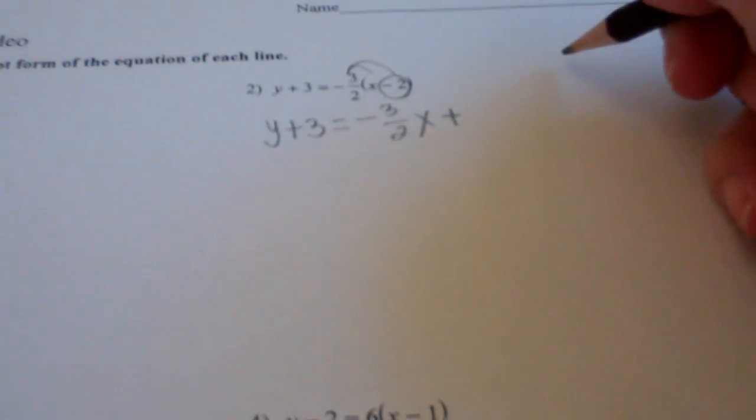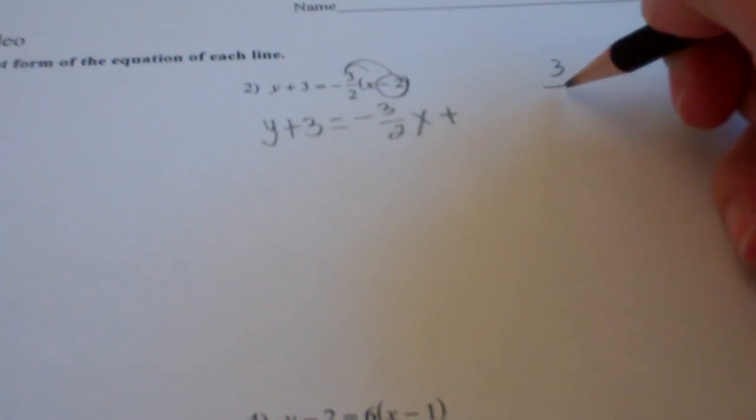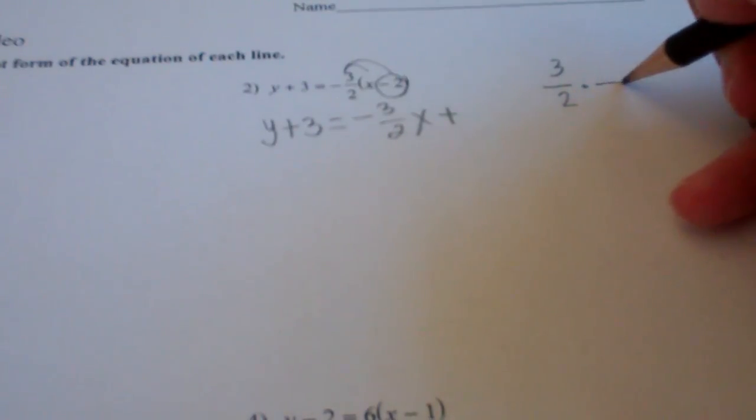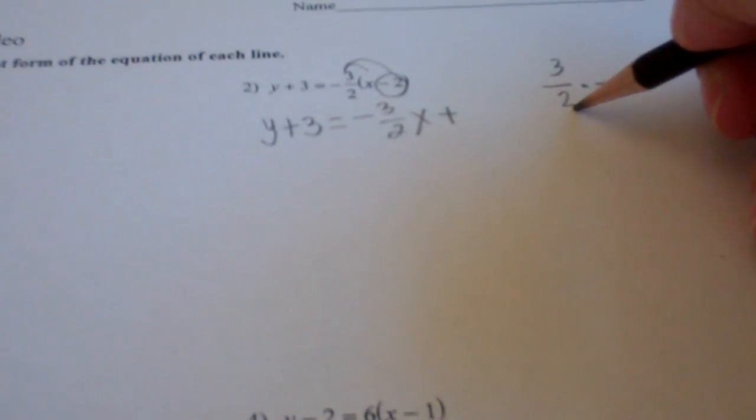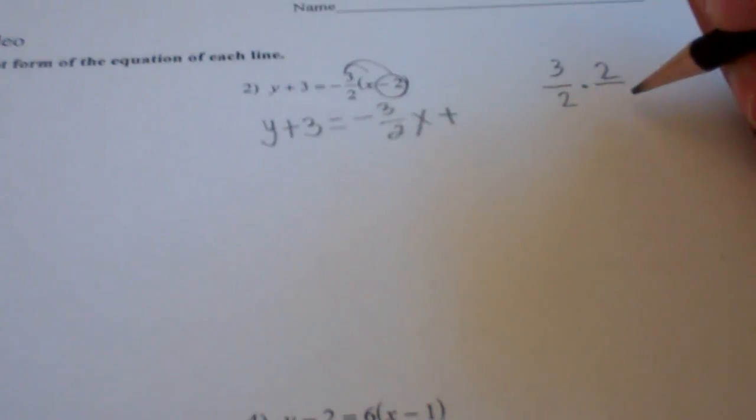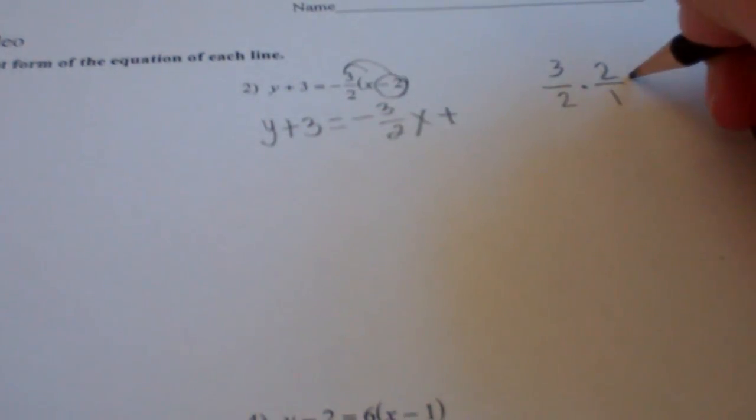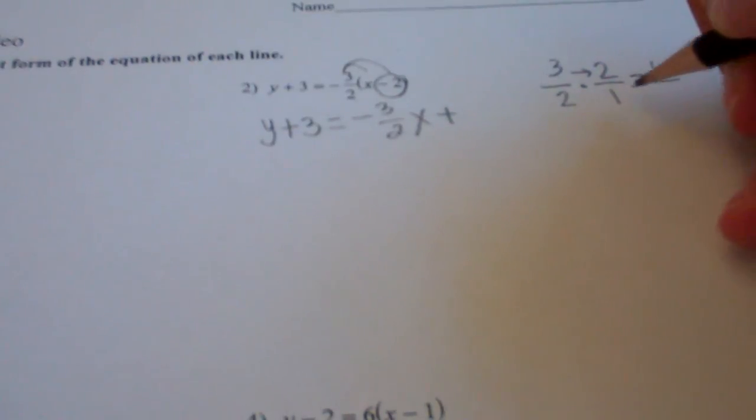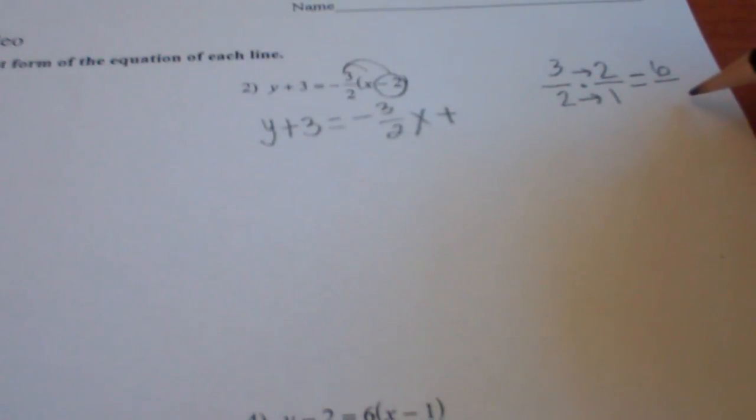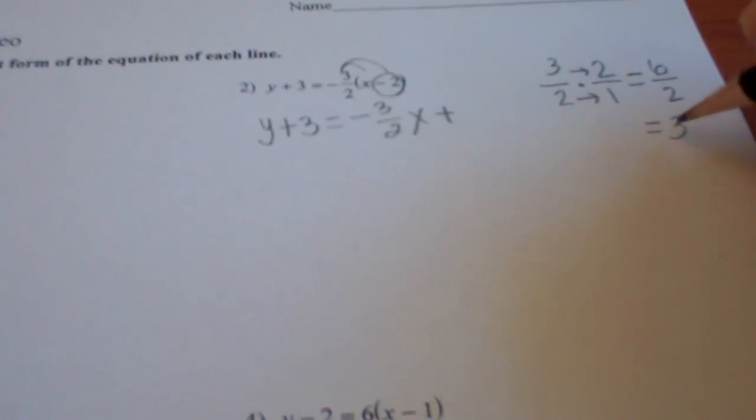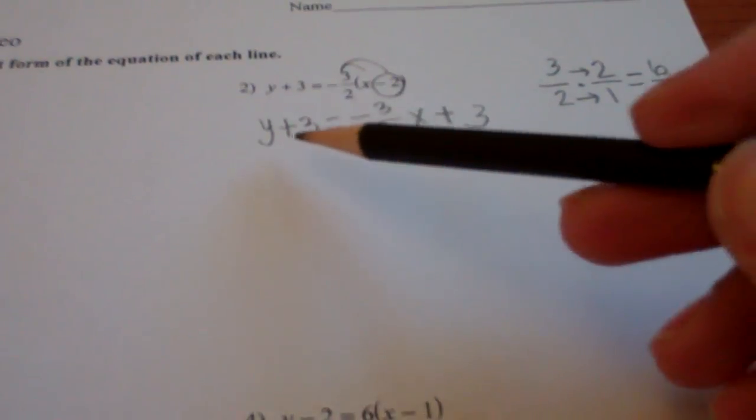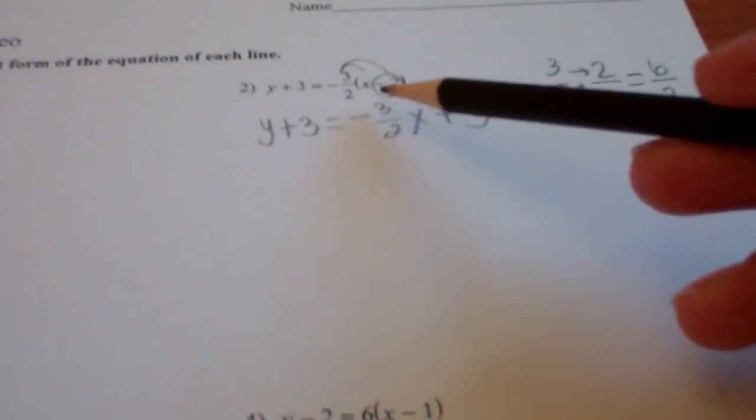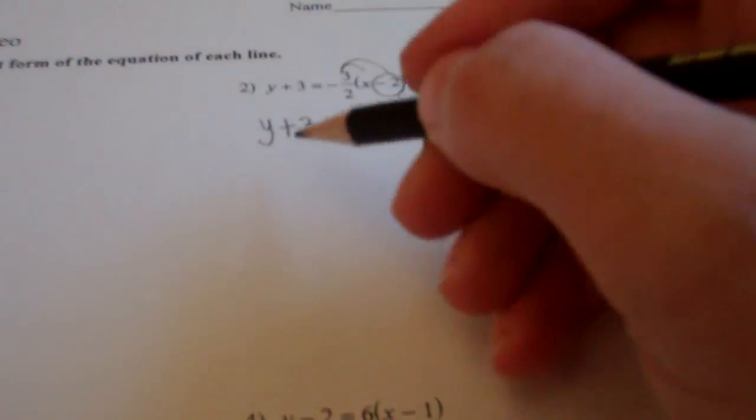And negative 3 halves times negative 2 is going to give us a positive number, because a negative times a negative is a positive. And we did this work on the side yesterday where we said 3 over 2 times 2. We made this into a fraction, so we put it over 1. This equals, we multiply the 3 times the 2, 6 over, we multiply the 2 times the 1. That's 2, and this will simplify to 3. And that's what we're going to bring over here, the 3. So now we have y plus 3 equals negative 3 halves x plus 3.